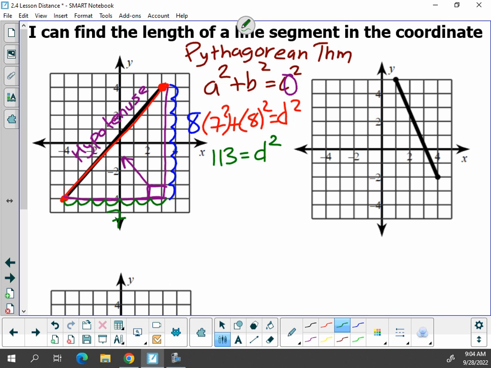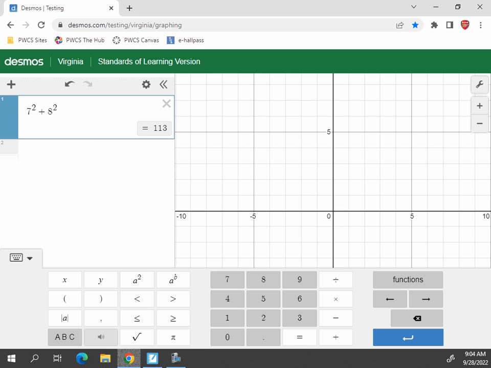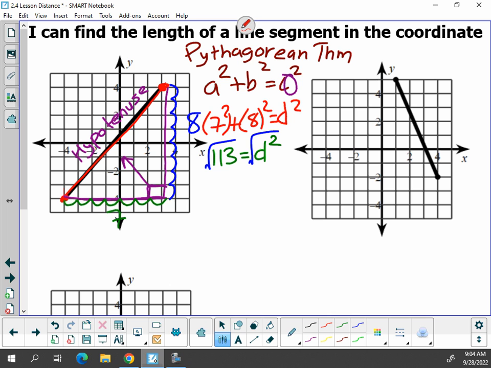And it's important to know that that 113 represents our distance or our length squared. So we got to do something to get rid of that squared. The opposite of squaring a number is square rooting a number. And so if we square root both sides, so if I square root 113, I can get the length of that line segment. And then we'll call it 10.63. I'll do 2 decimal places. That's pretty good.